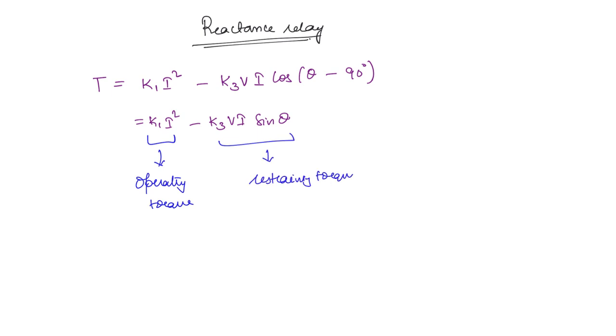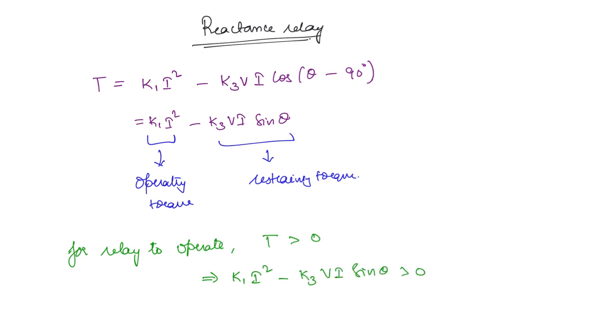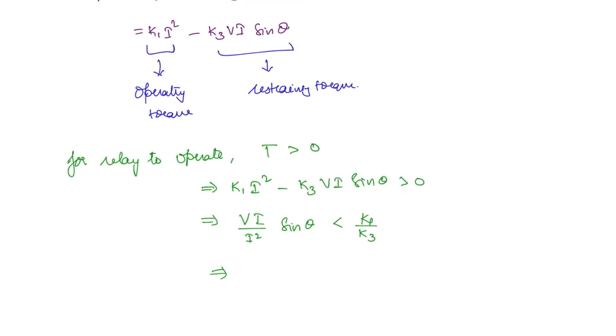Now just like in the previous case, we can write T greater than 0 for the relay to operate. So this gives us K1 I squared minus K3 VI sin theta should be greater than 0. So you're going to get VI by I squared times sin theta should be less than K1 by K3. Finally, Z sin theta should be less than K1 by K3.